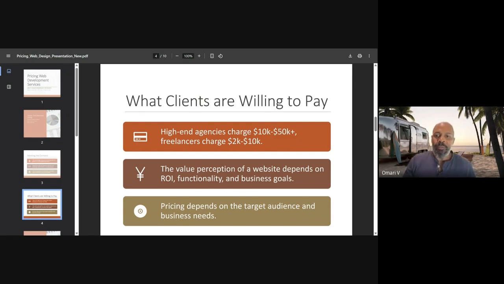The value perception of websites depends on ROI, functionality, and business goals. So it's really important to understand the industry that you're working in, and understand what your client's business goals are and what they're trying to achieve. And then pricing will oftentimes depend on the target audience and the business needs. So as I mentioned before, it's important to understand who your audience is and why they need what they need.